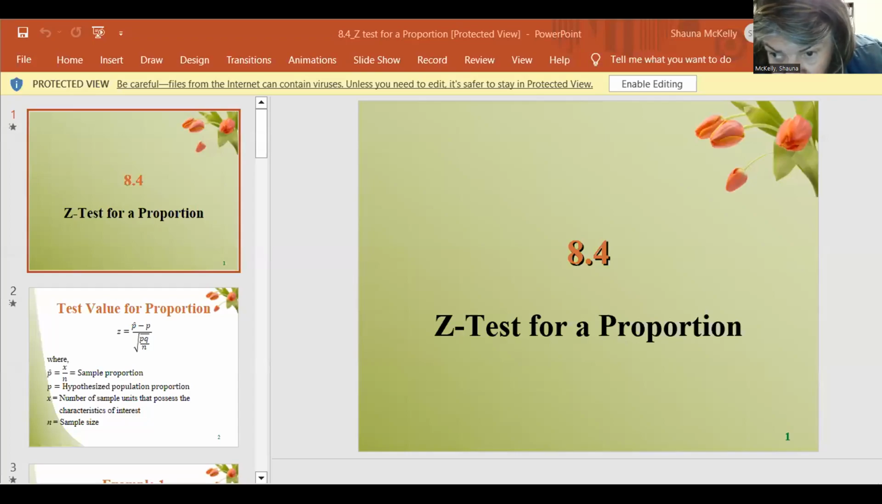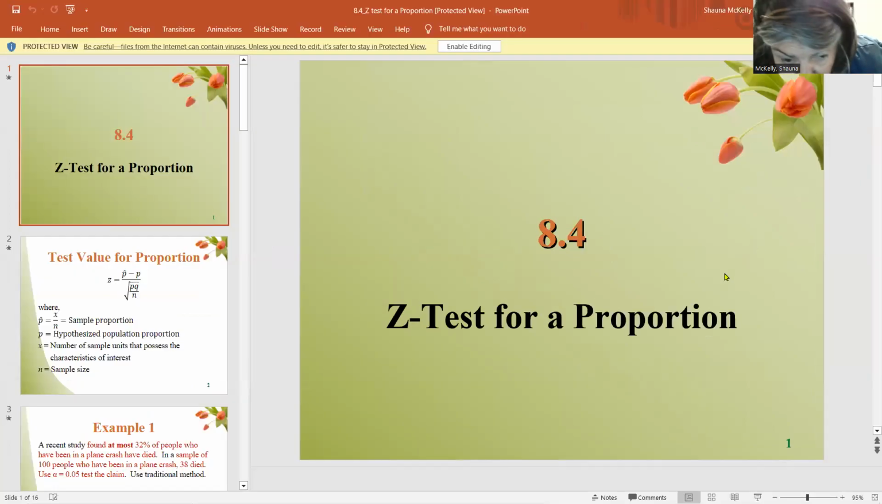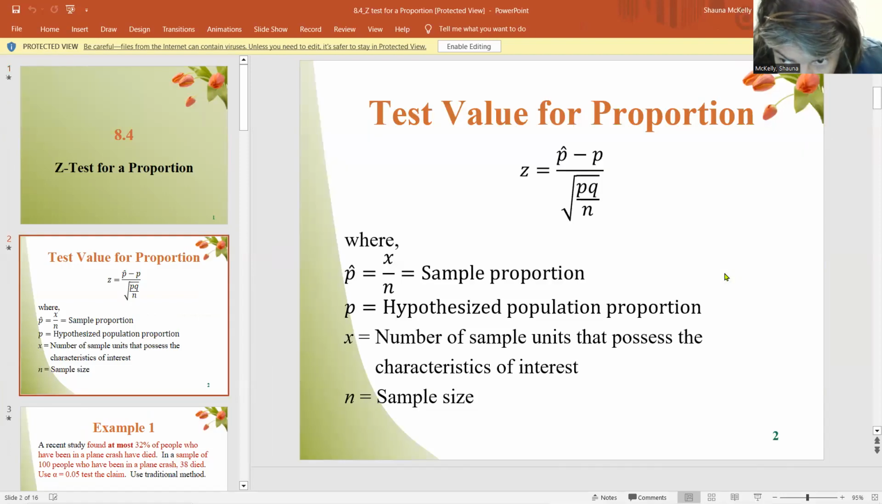This hypothesis testing is very similar to the other hypothesis testing that we've been doing. There are a couple of discussion questions at the beginning of this homework, which I will be going over in a minute. But the main difference here is that our test value formula for proportion is different. And it can be potentially a little bit confusing. It's not something that we haven't dealt with and used.